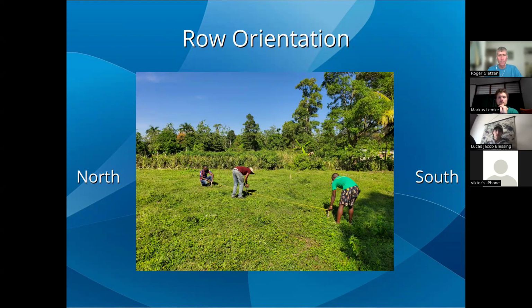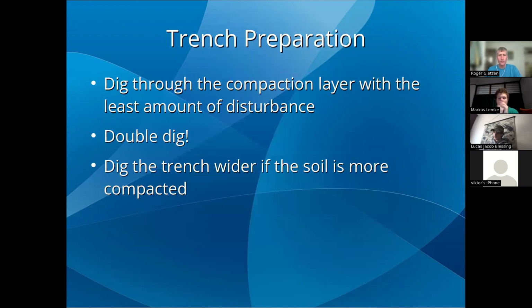So we talked about this already, determining row orientation, either with a compass or nowadays most cell phones have a compass app. We'll figure out north-south and lay out those lines, and then we'll start preparing the tree lines by digging a trench.